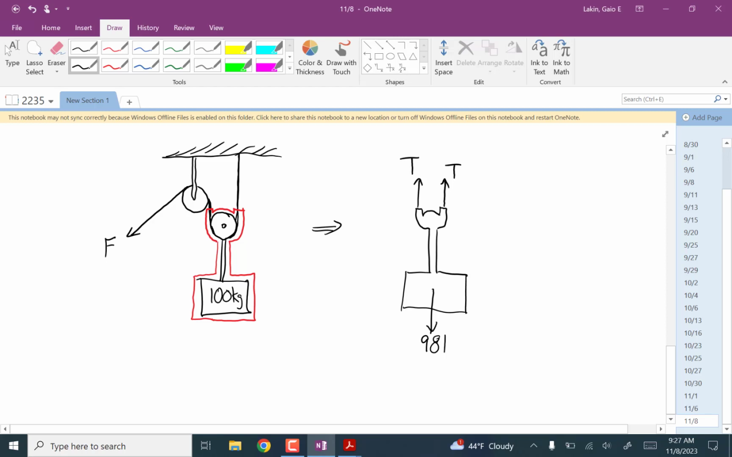I mean, what do you want from me? You know, what is the ceiling doing? Yeah, that's right. The ceiling is taking some force, yeah.